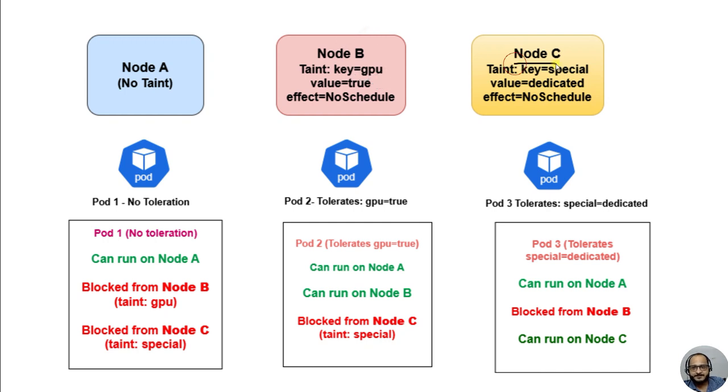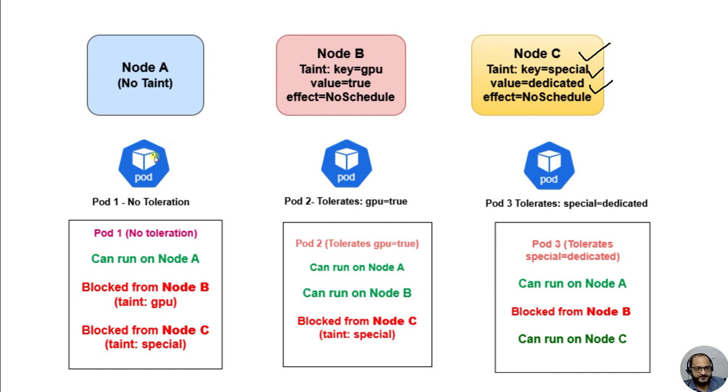Third, we have node C. So here again we have the same concept which we have defined here. We have a taint, key is special, value is dedicated, effect NoSchedule. What does it mean? If our application container has this toleration, then only it will schedule the pod on this worker node, otherwise it will not schedule.